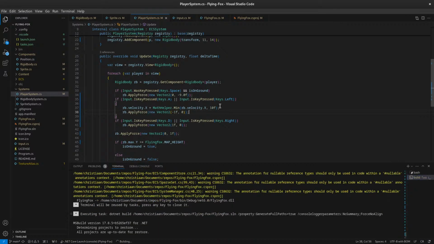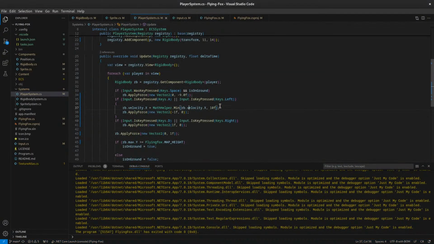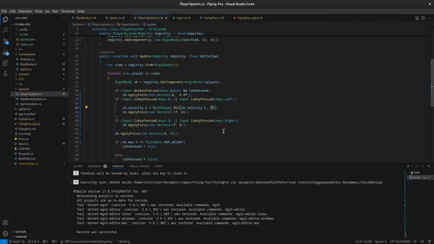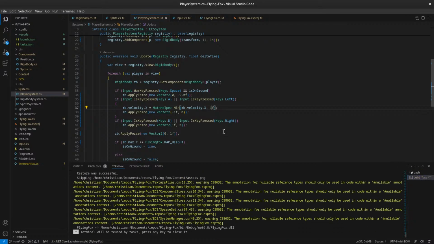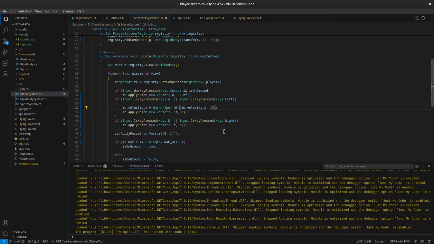Check it again. This is just going to work for the left side. We're just going to move our guy. No, it's not working. Let's make this 1, just for the sake of testing. No, it's still moving extremely quickly, because the velocity is not actually being limited.